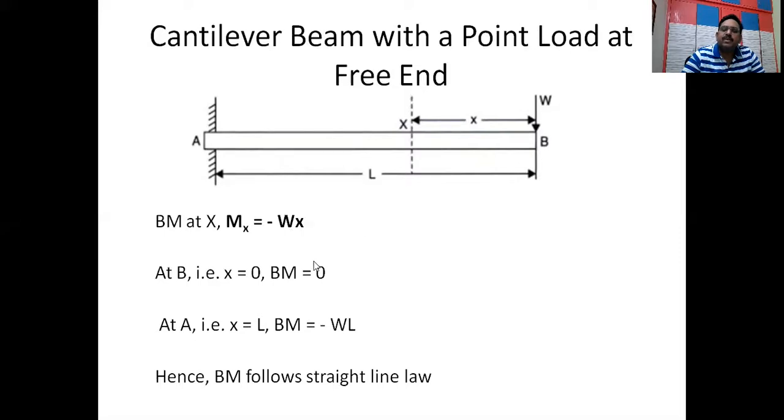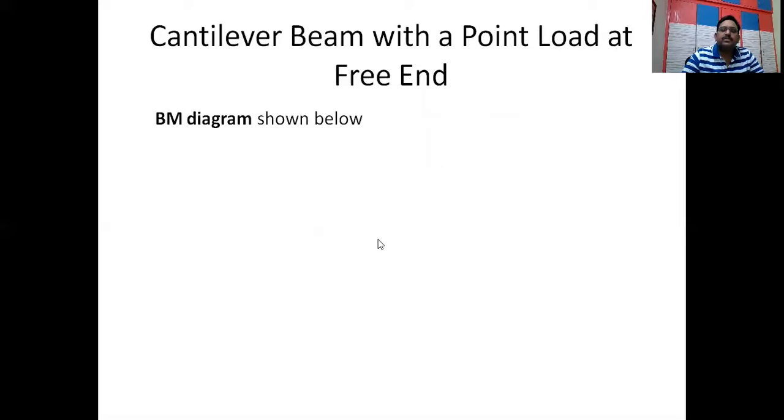So whenever we draw bending moment diagrams, when we are talking about a free end with a point load, as far as point loads are concerned, we have to draw straight lines from one point to the other. Whereas in shear force, you have to draw constant lines, that is parallel lines. Whereas here, you have to draw straight lines because it is following a straight line law. So now the bending moment diagram is as shown here.